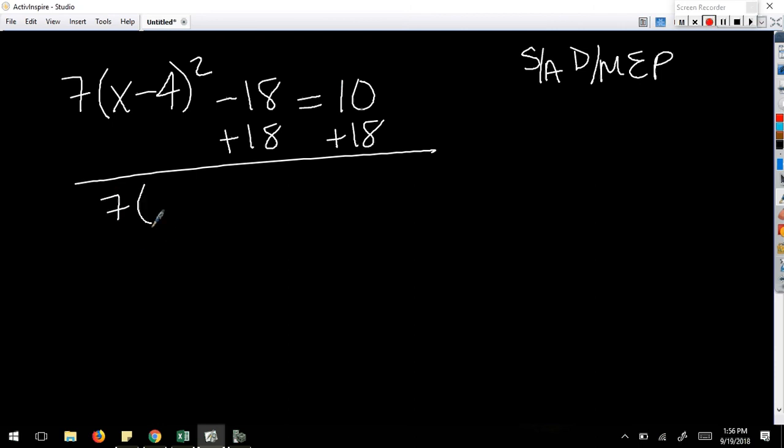All right, so on the left I have the 18's gone. What does the right side become? 28. All right, so I've done my addition subtraction. That's exactly right. Next is multiplication division outside of parentheses, so I'm going to divide by 7.